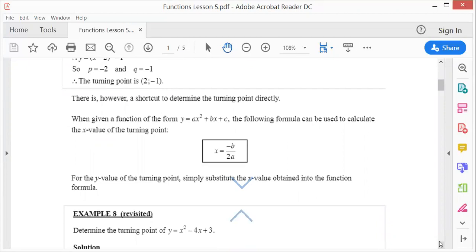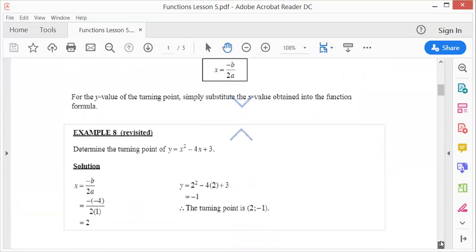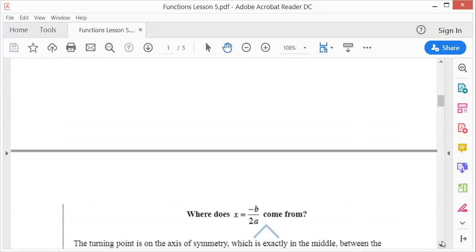There is, however, a shortcut to determine the turning point. So there is a formula we can use. And the formula is like this. For the x value, and for that to get that 2, it is minus b over 2a. Minus b over 2a. So let's see how we do it. So minus b, put the minus outside, and b is a minus 4, and a is 1. So you get a 2. Then you take this 2 and substitute into the original equation to get the y value. And there's your turning point. 2 and negative 1.